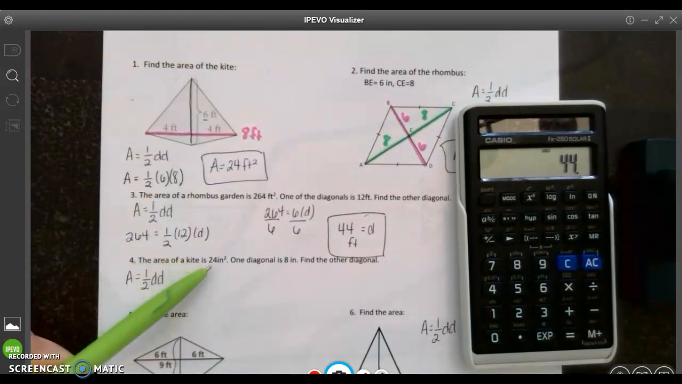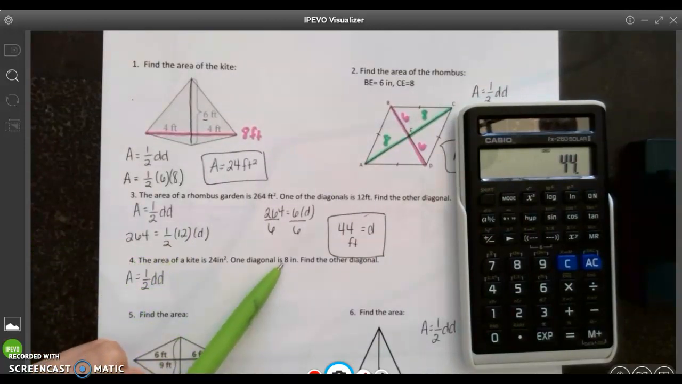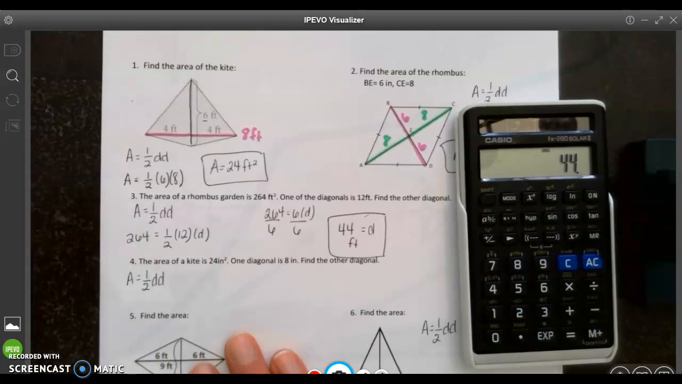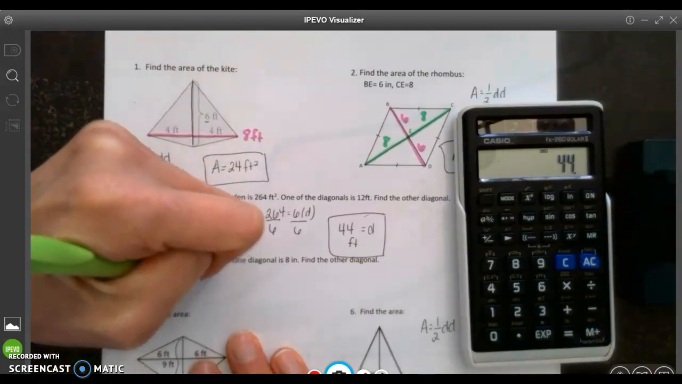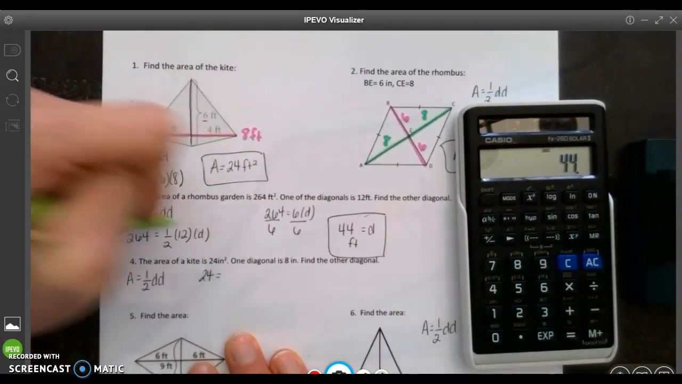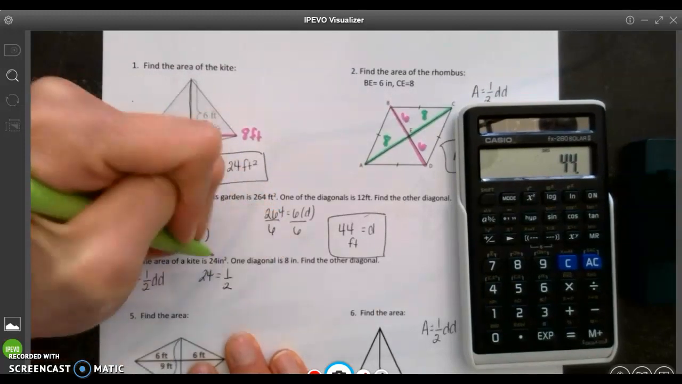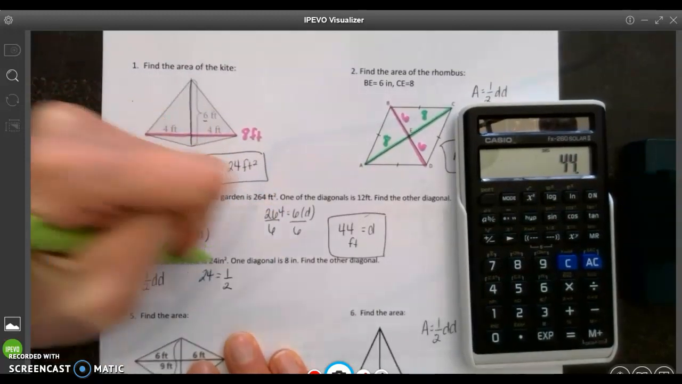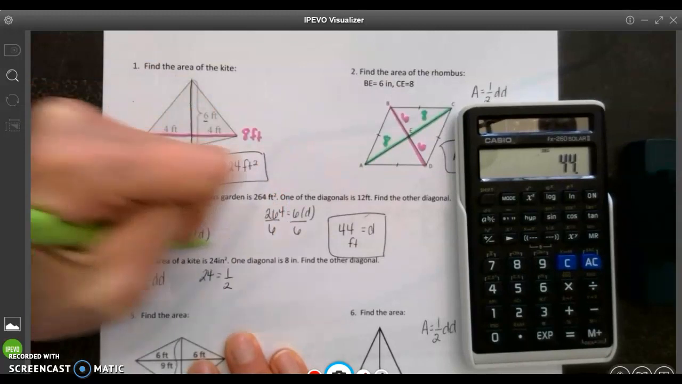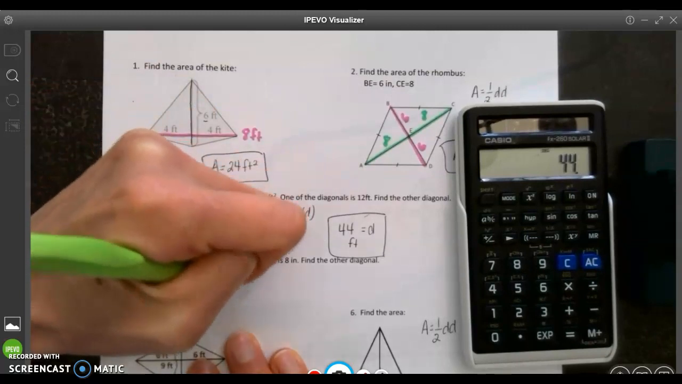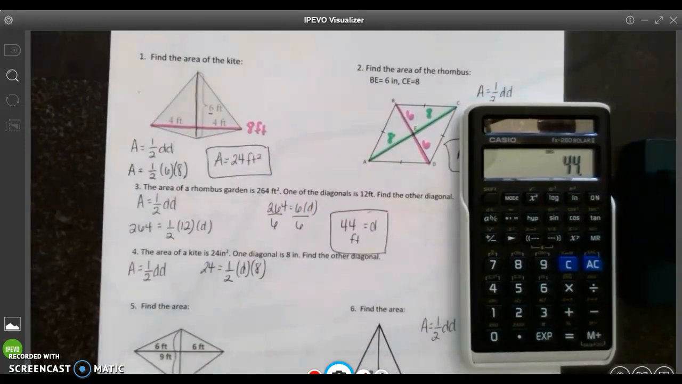The area of a kite is 24 inches squared. One diagonal is 8 inches. Find the other diagonal. So area is 24. So I put that in for area, equals 1/2. One diagonal is 8. So I'm actually going to write this one a little bit differently. I'm going to say times diagonal times 8 and put my other diagonal there.